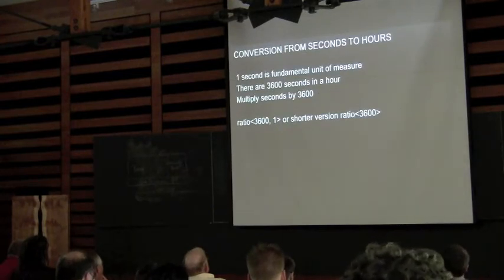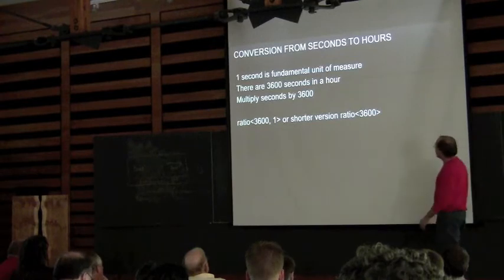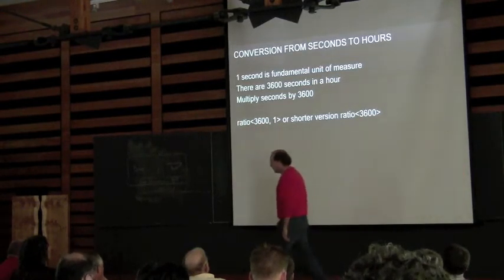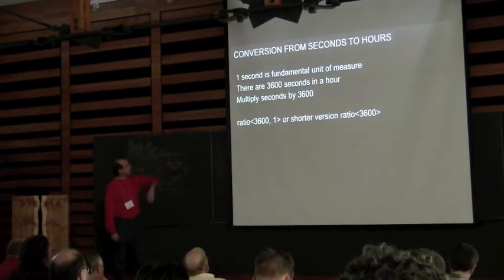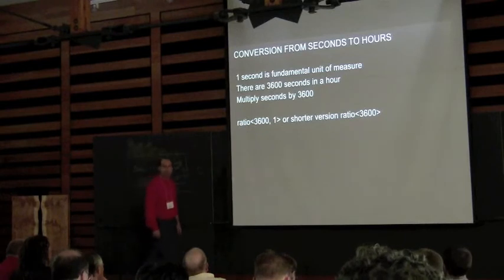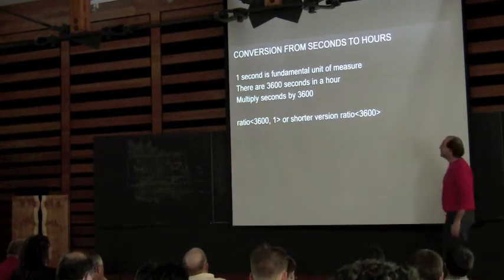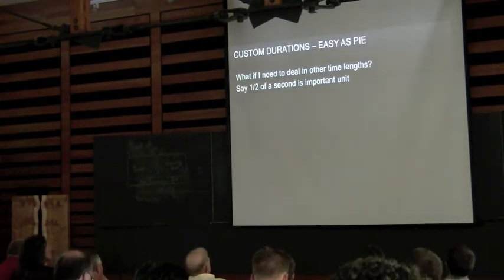So let's look at the other one. We have this 3600 business. So 3600 is just a short spelling for 3600 over 1. So this is another kind of ratio, right? I've got 3600 seconds in an hour. So it doesn't have to be a unit of tens. It can be a unit of anything. So it turns out this is really cool.